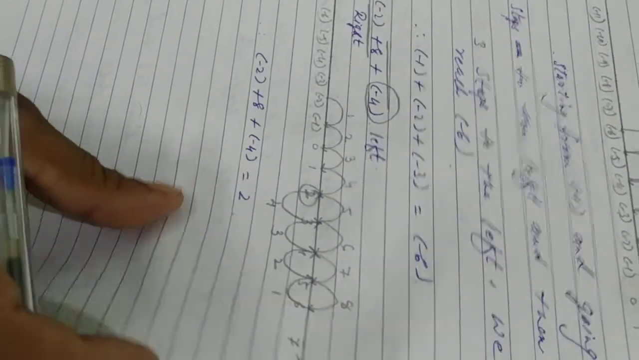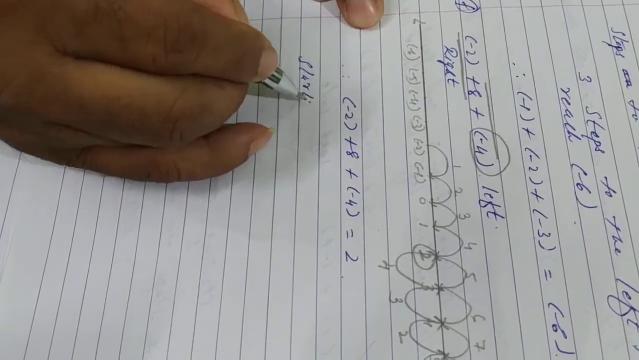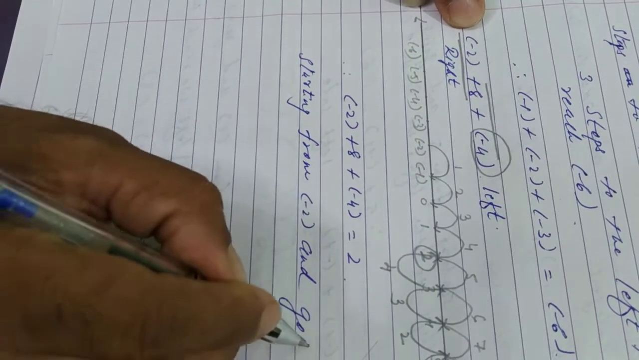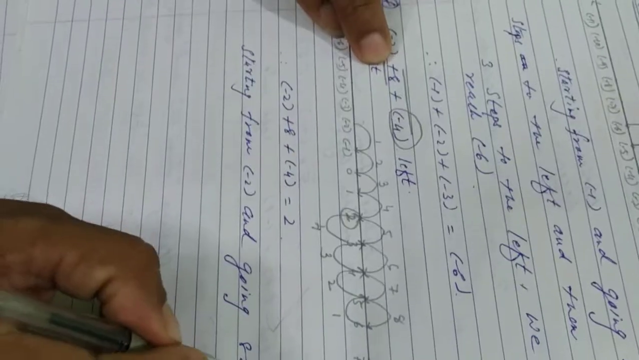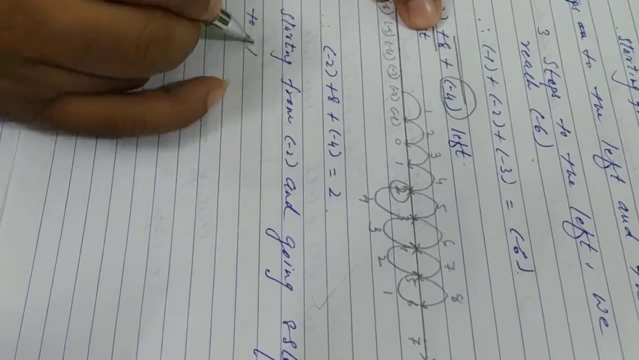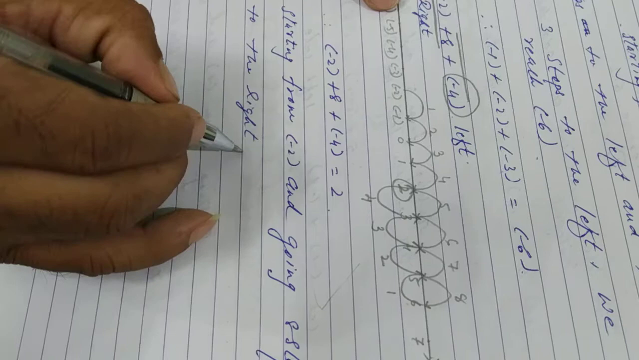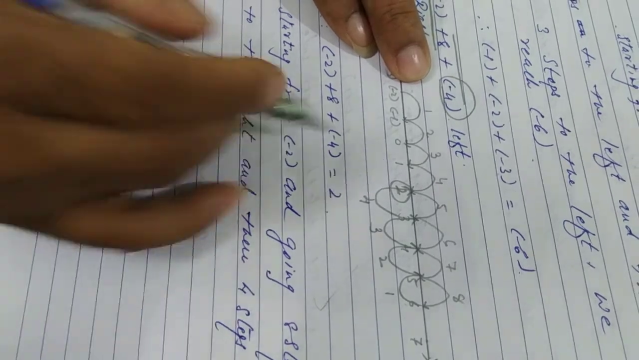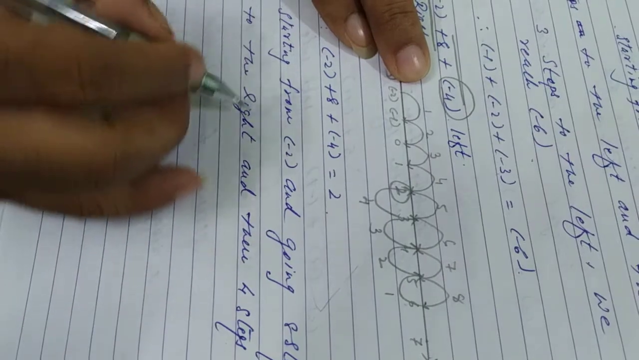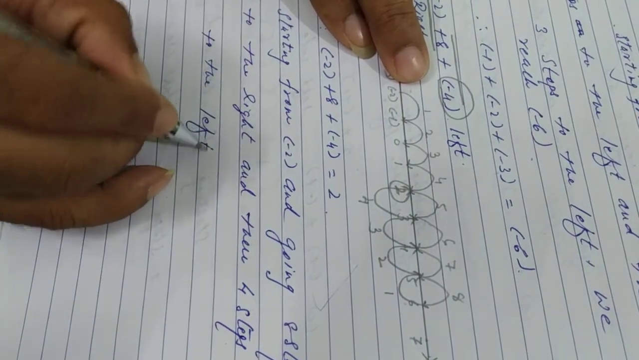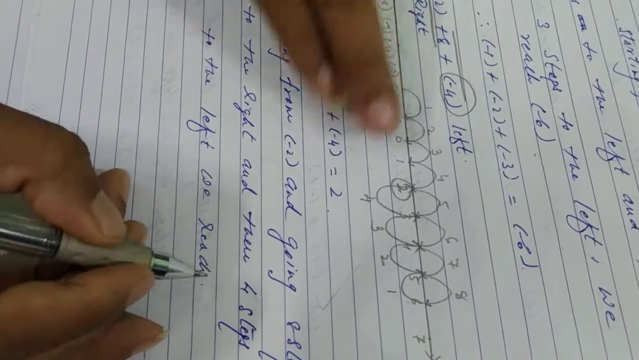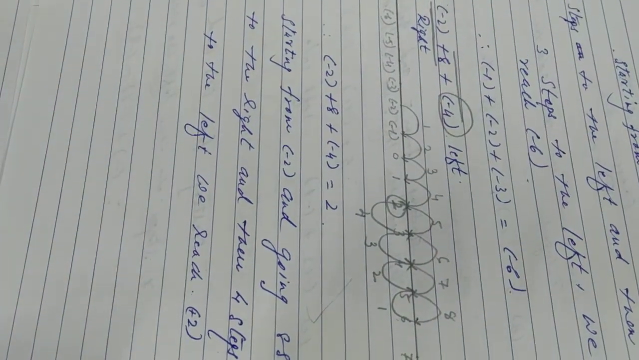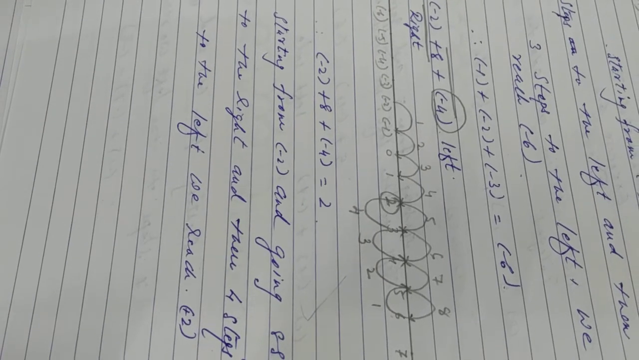Right? See here, starting from where? Starting from minus 2 and going how many steps? 8 steps. On which side? To the right. Right? And then 4 steps. Again which side? To the left. We reach where? At 2. Got it? So all of you understood how to add the given numbers with the help of a number line?